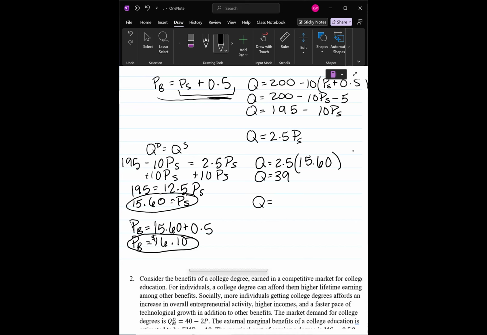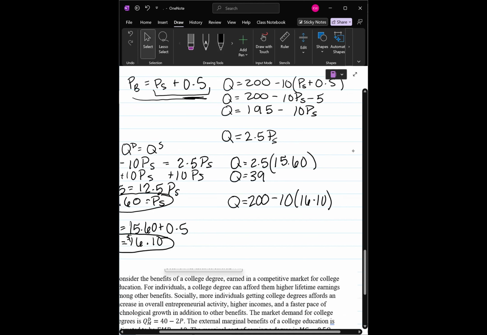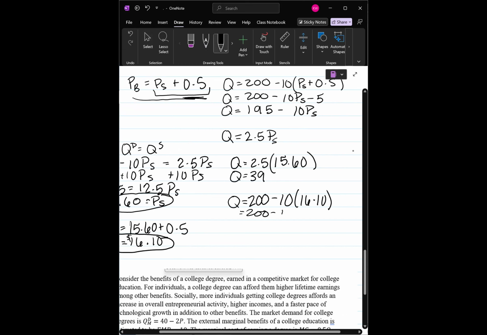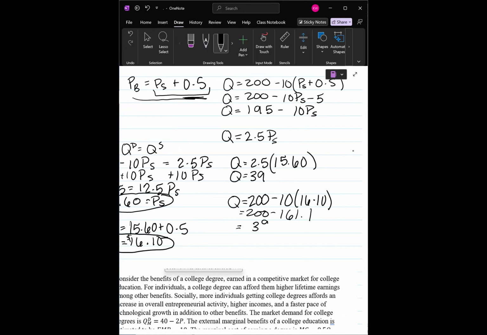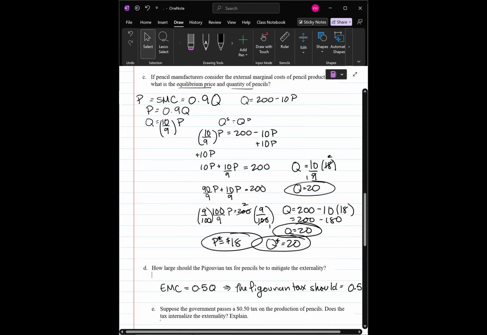And for our demand, we have 200 minus 10 times 16.10. And that's going to get us 200 minus 161.1, which is about 39 units. And is that what we had previously? It is not. So it seems like perhaps something went wrong in our previous work.